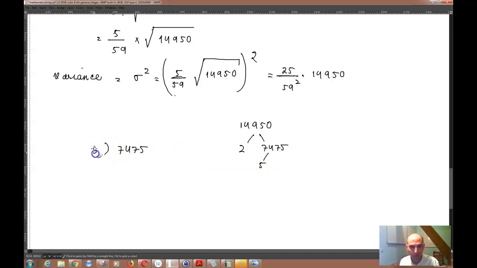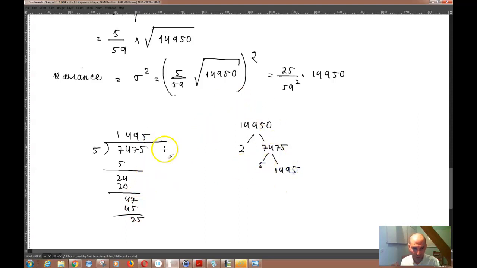7475 divided by 5 will give you 1495. 1 times 5 is equal to 5, 5 times 4 is equal to 20, 5 times 8 is equal to 40, 5 times 9 is equal to 45, 5 times 5 is equal to 25. So that's 1495. There must be calculators that give you this factorization tree as well.